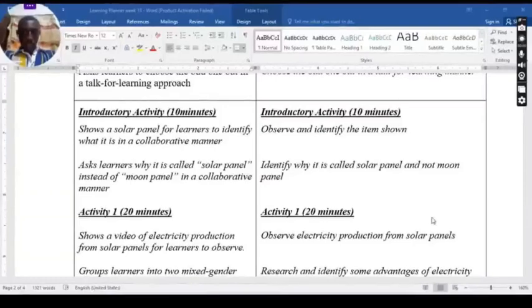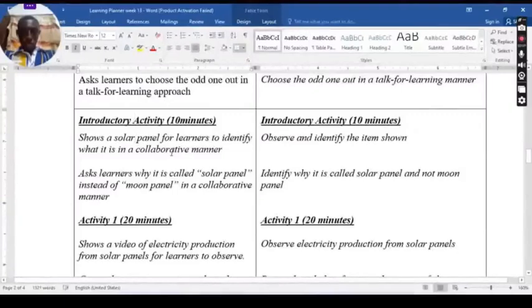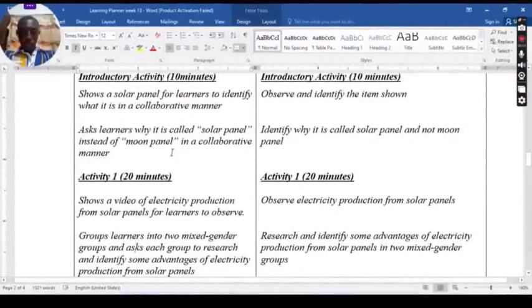Right, now let's look at the introductory activity. From starter we go to the introductory activity. This is where you create something to bring attention to the topic. So you are introducing the LI, the topic you're about to teach. The introductory activity is to focus their mind on what you are about to teach. You give them a tip. So that is the introductory activity.